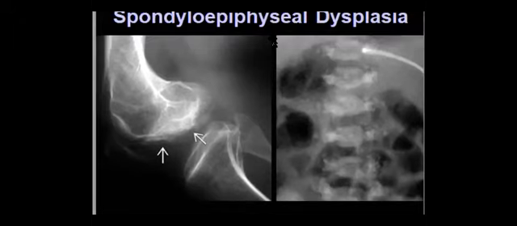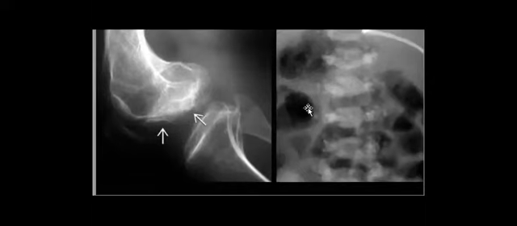When you see the involvement of the spine, spondyloepiphyseal dysplasia. Yeah, from the name you can know it's spondyloepiphyseal dysplasia. Okay. So again, epiphyseal involvement will be a differential diagnosis, but when the spine is involved, you are talking about a spondyloepiphyseal dysplasia.